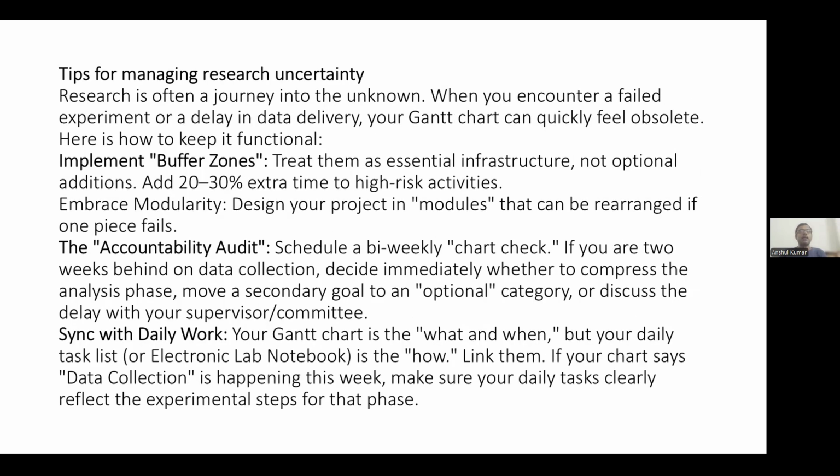So, tips for managing research uncertainty. Research is often a journey into the unknown. When we encounter a failed experiment or a delayed data delivery, the Gantt chart can quickly feel obsolete. Here is how to keep it functional. Implement buffer zones. So what is a buffer zone? Essentially, treat them as essential infrastructure, not optional additions. Add 20 to 30% extra time to high-risk activities.